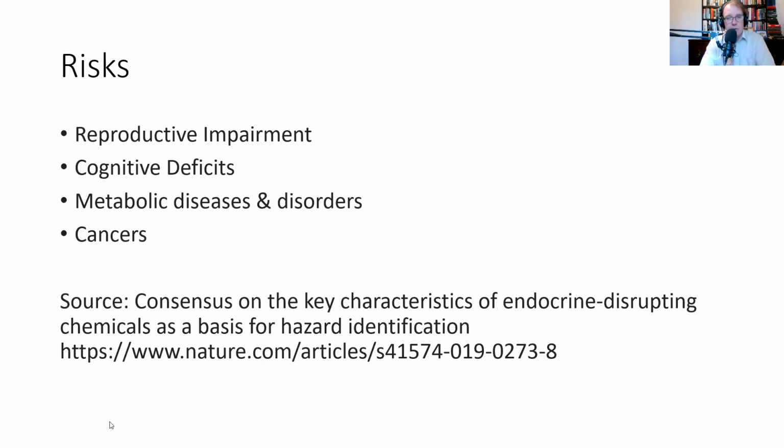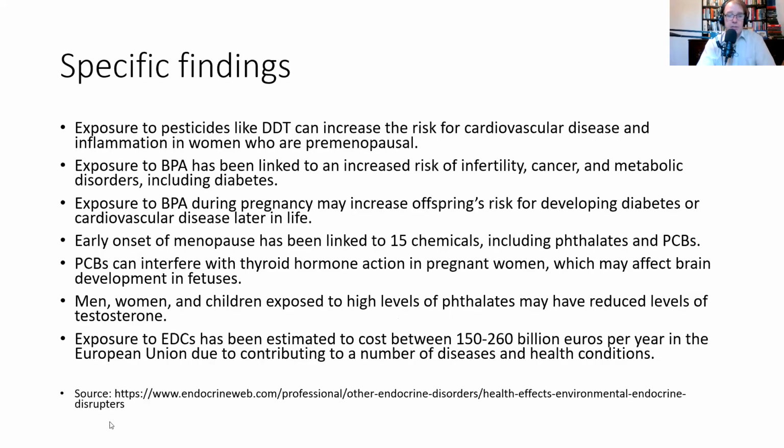And there's a consensus on the key characteristics of EDCs as a basis for hazard identification that I'll refer you to there at nature.com. Some of the more specific findings of individual studies and collections of studies are that exposure to pesticides like DDT can increase the risk of cardiovascular disease and inflammation in women who are premenopausal. Exposure to BPA, bisphenol A, has been linked to an increase in infertility, cancer, and metabolic disorders, including diabetes. Exposure to BPA during pregnancy may increase the offspring's risk of developing diabetes or cardiovascular disease later in life.